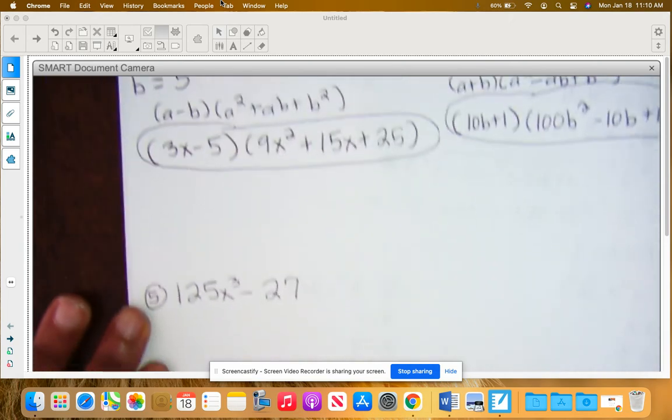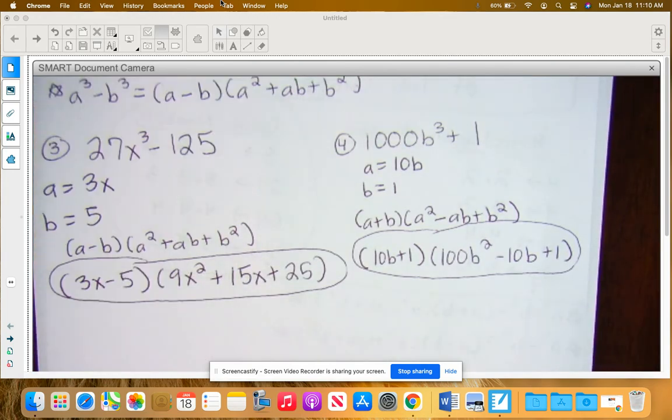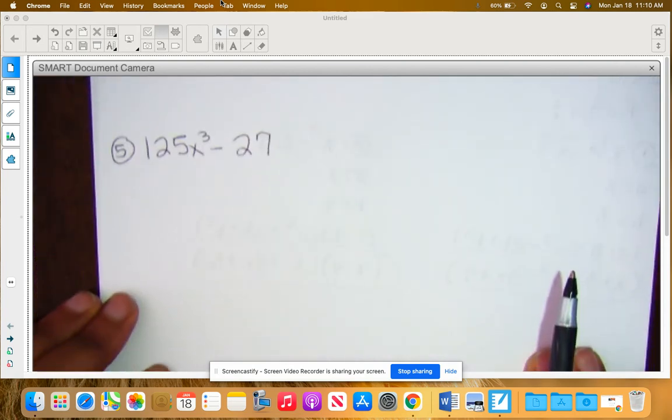And last but not least, let me put this here just for a minute in case you need to pause it so you can get what you need. So figuring out the cube root of each term, choosing your formula, and making a substitution. Last one, number 5.